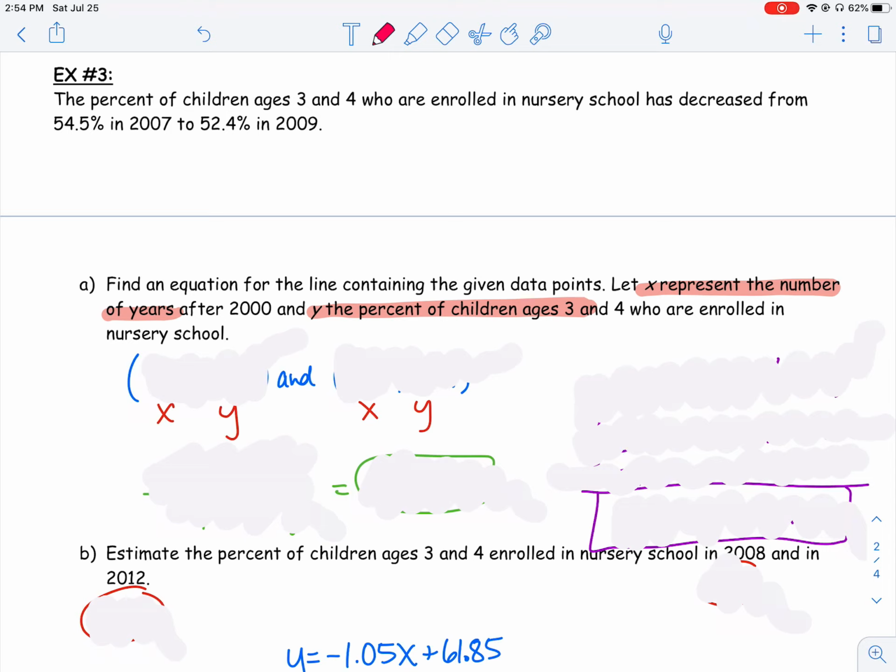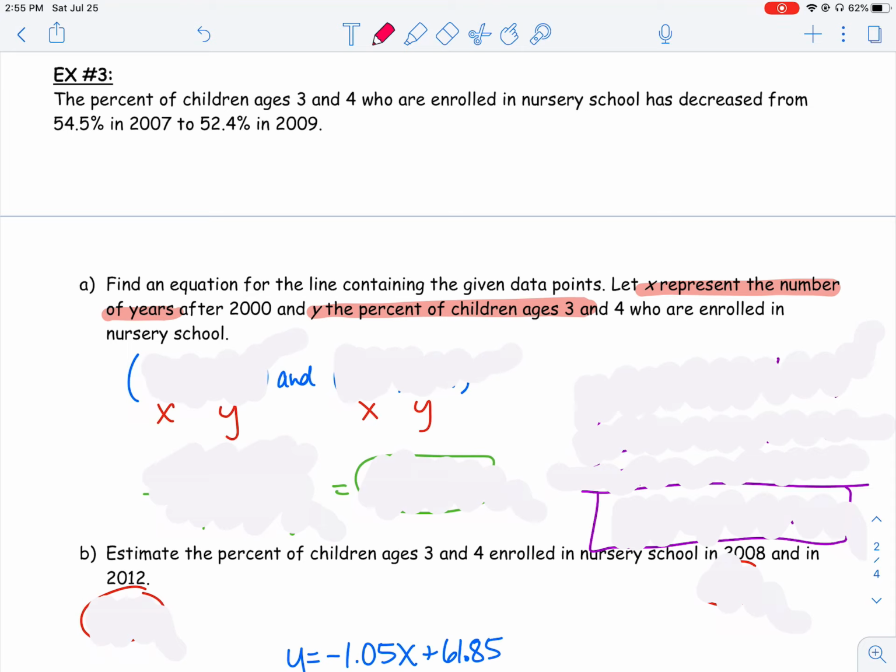If you look at example 3, it says the percent of children ages 3 and 4 who are enrolled in nursery school has decreased from 54.5% in 2007 to 52.4% in 2009. Part A wants us to find an equation for the line containing the data points. Let X represent the number of years after 2000 and Y represent the percent of children ages 3 and 4 who have enrolled in nursery school.